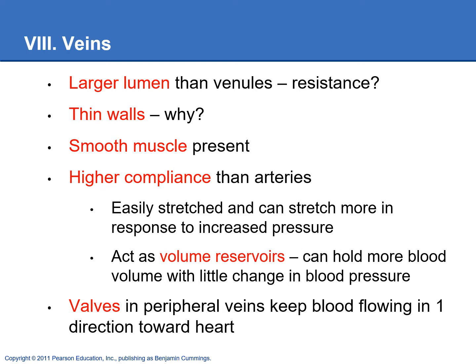So we do have valves in the peripheral veins to keep the blood flowing in one direction to the heart. The only veins where you don't have valves would be the veins that are in the chest cavity and also the veins that are in the brain. But everywhere else you're going to have valves in the veins to prevent blood from flowing backwards.